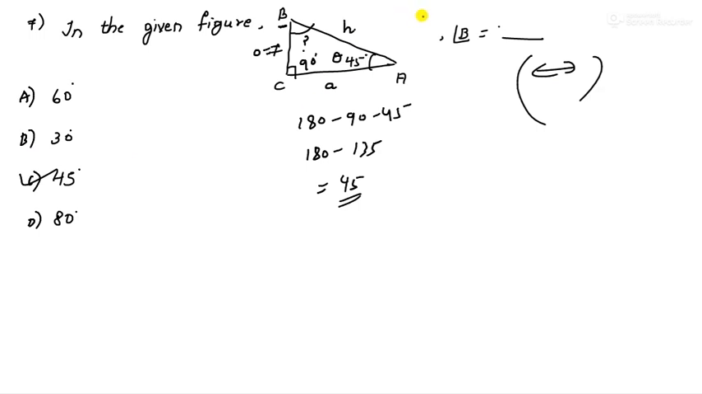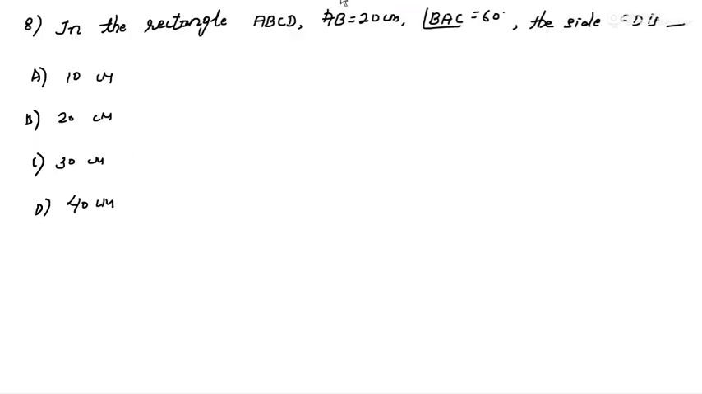Okay, moving to the next question. So this is our next question. In the rectangle ABCD, let me draw a rectangle ABCD. It should be in order, keep that in mind. AB is 20, angle BAC is 60. This angle BAC is 60 degree. The side CD is dash, this side.